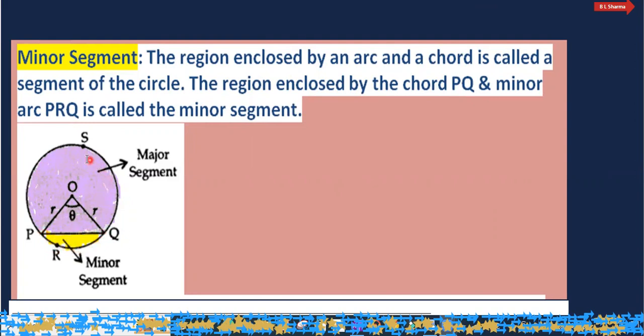And you see here, this is the pink portion. This is area enclosed by the chord and the major arc. That is why this pink portion, again see P, Q, S and PQ, is said to be major segment.